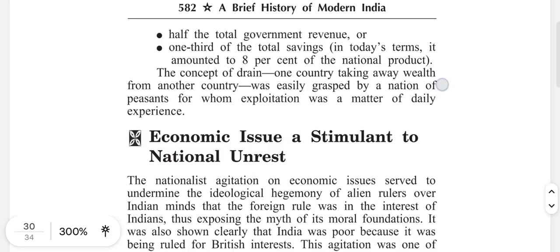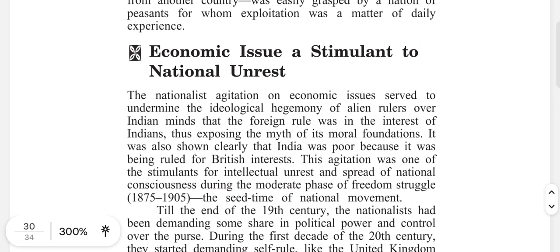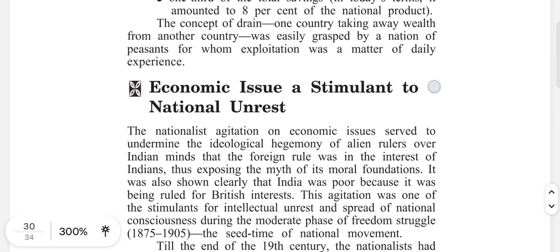It was half the total government revenue, or one third of the total savings. In today's terms, it amounted to 8% of the national product. The concept of drain, one country taking away wealth from another country, was easily grasped by a nation of peasants for whom exploitation was a matter of daily experience.